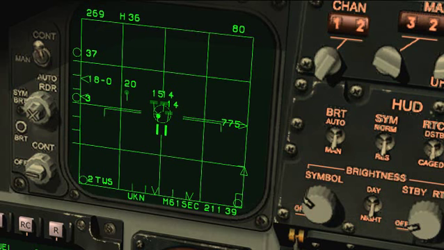But by being in TWS mode and just bugging him the once by pressing the tab key one time, as far as he's concerned, we're still in search mode. And when we launch, he won't get a launch warning either. His first warning will be when the AIM-120 is on his doorstep and goes active.